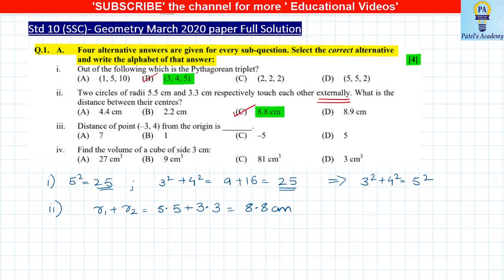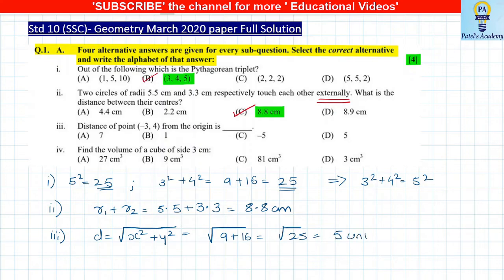The next is the distance between the point (-3, 4) and the origin. If one of the points is the origin, the distance is equal to under root x square plus y square. So the square of -3 is 9, the square of 4 is 16, under root 25, that is 5 units. So the answer is D, 5.